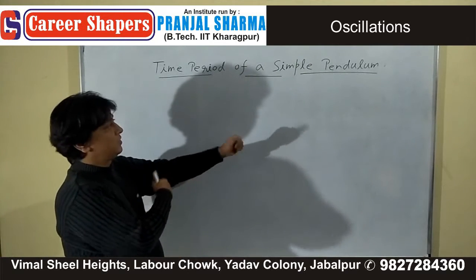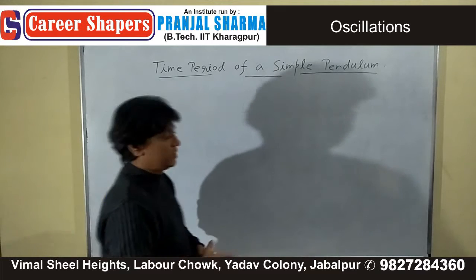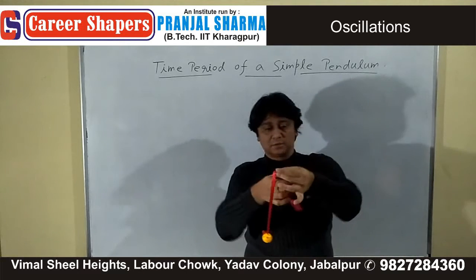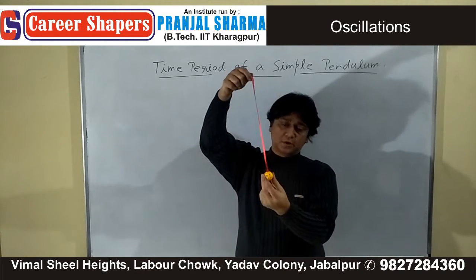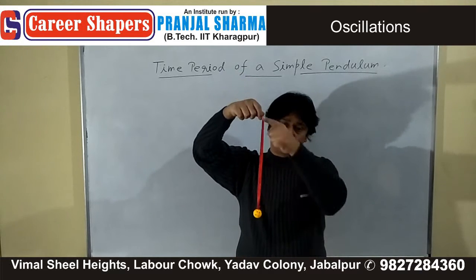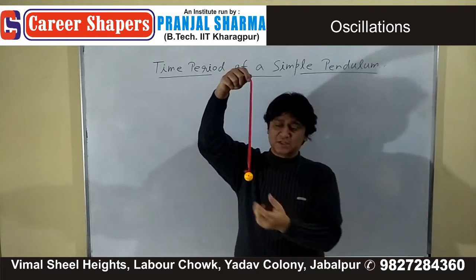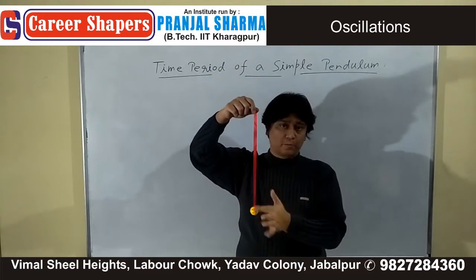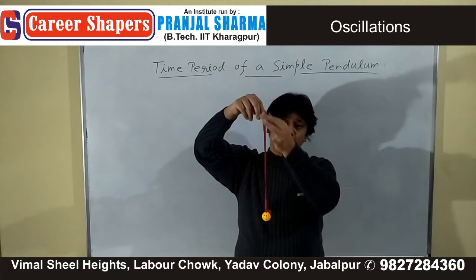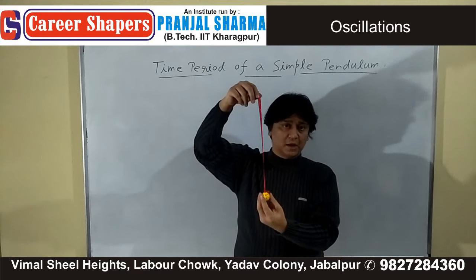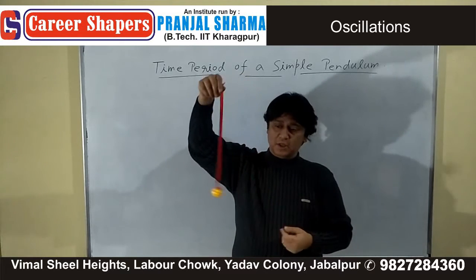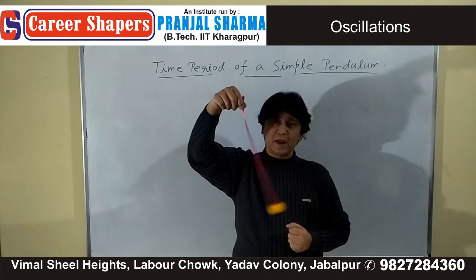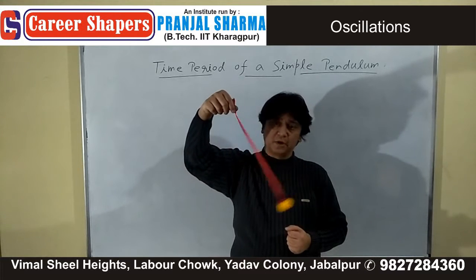Let's find out the time period of a simple pendulum. What is a simple pendulum? A simple pendulum means you have a point mass, and this point mass is connected by a massless rope. Well, it's not a point, but just consider this ball as a point, and this rope is massless. If you have a massless rope and a point mass is connected to it, then when it oscillates, this is called a simple pendulum, and we need to find its time period.